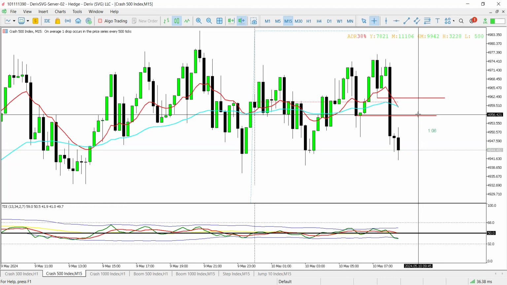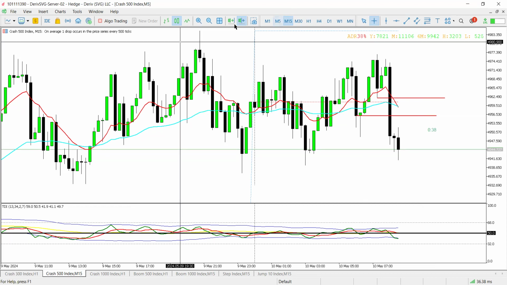Okay, sell limit at 49.55. If you've got moving averages, you also notice that that's around the 200 EMA. It will be a retest of the 200 EMA as well, and an order block on the 5-minute time frame.